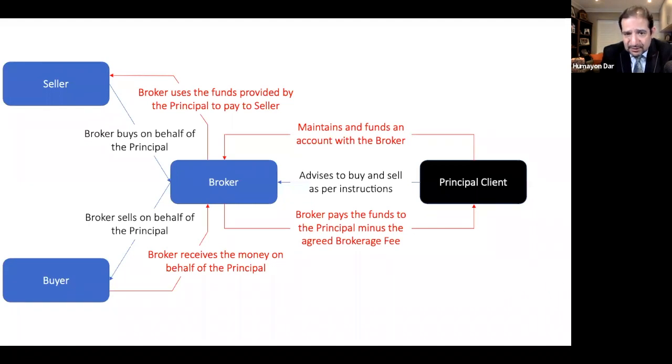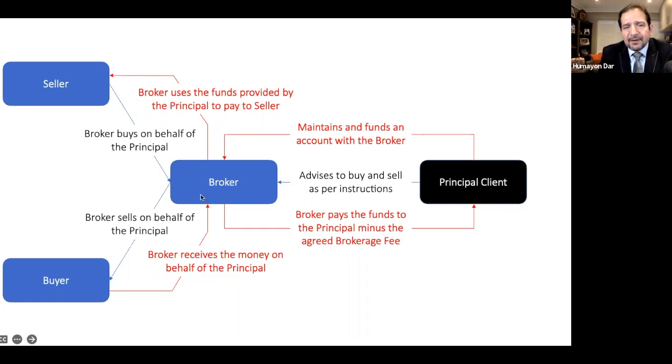How does this relationship get established? Number one, the principal would open and maintain an account with the broker, and in most cases would fund that account as well. So would put some money so that whenever the client advises the broker to buy some stocks, the broker would be able to buy those stocks from the market and would be able to use the funds in the client's account to pay for those stocks.